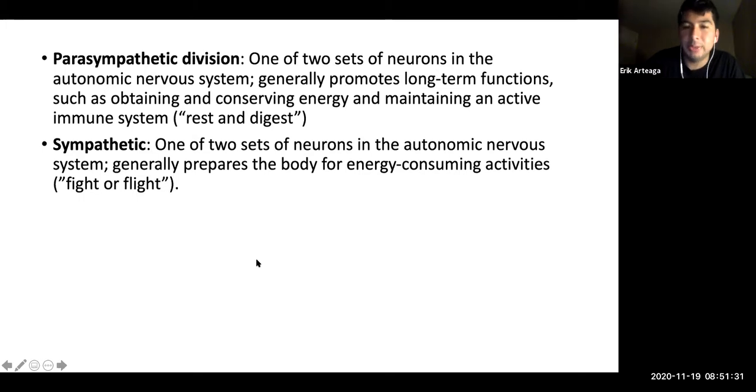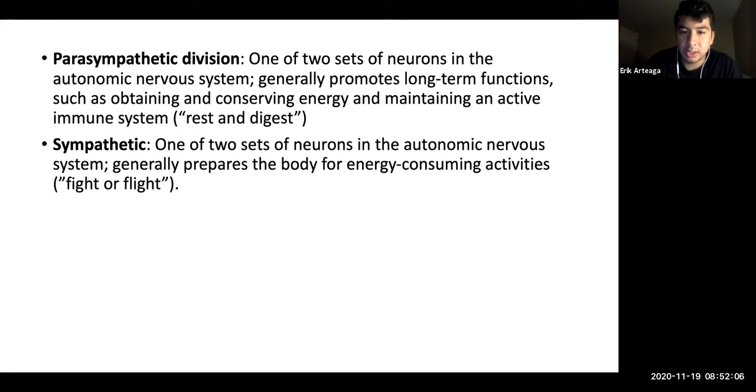So the parasympathetic division is one of two sets of neurons in the autonomic nervous system, and generally plays long-term functions, such as obtaining and conserving energy. So think of rest and digest, okay? This is going to be the immune system, peristalsis in the intestine, right? So breaking down of food. So the parasympathetic division is rest and digest. So it protects your body with the immune system, as well as performs digestive functions in the smooth muscle in your GI tract. The sympathetic nervous system is the opposite.